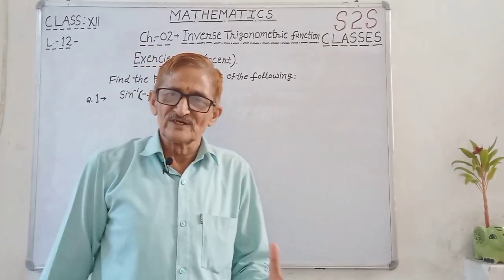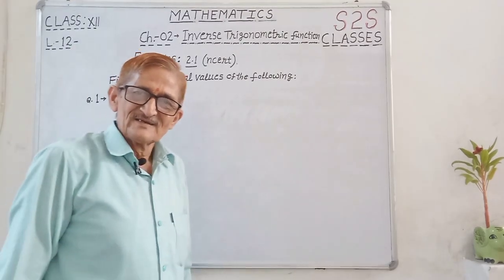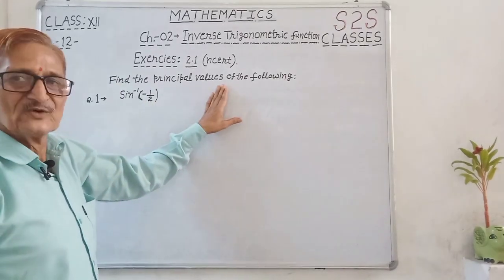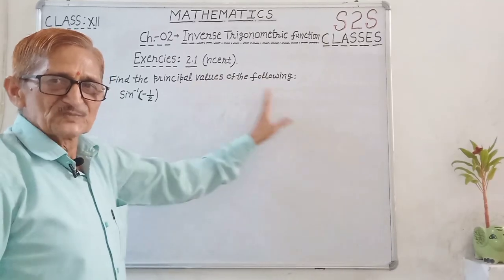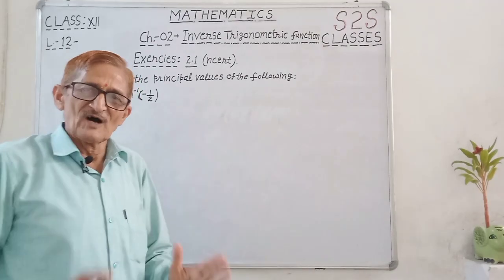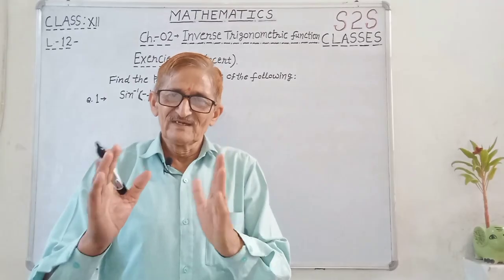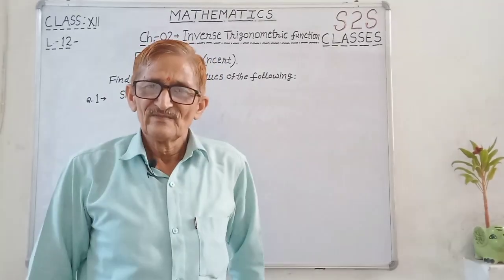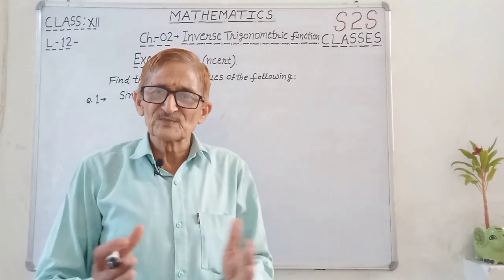Now we have to do the questions of the exercise 2.1, in the NCERT exercise 2.1. Now, first question: find the principal values of the following. First question, principal values we have to find. Because repeated values of the functions are there, we are taking the principal branch.